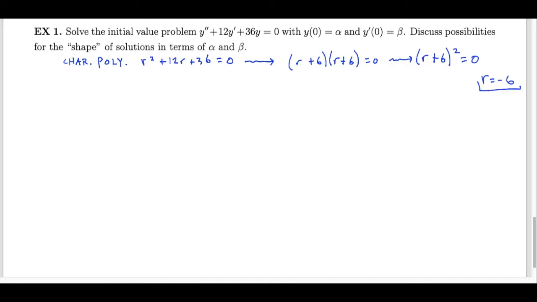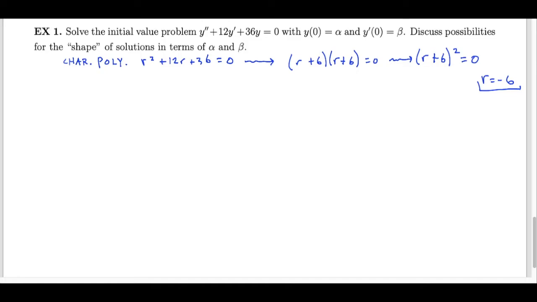Here we're given an LHCC ODE with initial conditions, but notice that the actual values of the initial conditions are not stated. Instead, we're asked to describe possible shapes for solutions in terms of these initial condition values. Basically, we want to give a qualitative description of the different types of solutions we could get for this ODE. As usual, we start with our characteristic polynomial. We factor and solve that. And sure enough, we have one real repeated root, r equals -6.